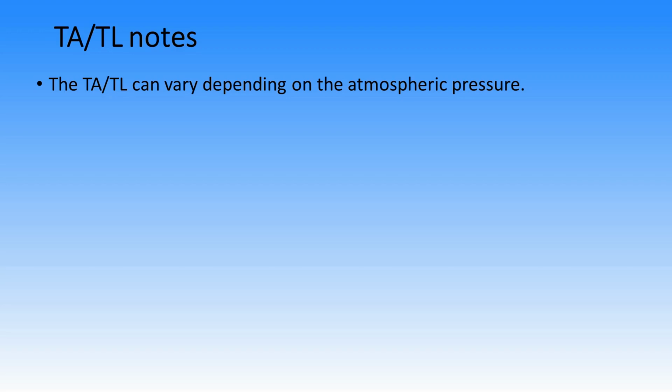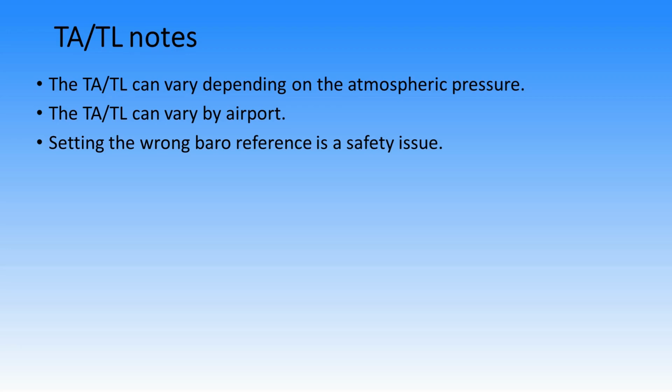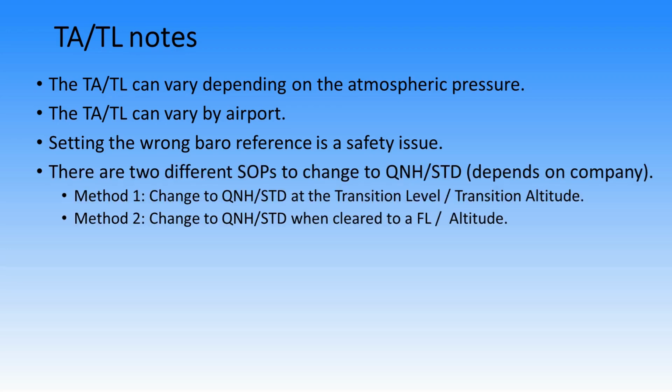Some notes. The transition altitude or transition level can vary depending on the atmospheric pressure. The TA or TL can vary by airport, and setting the wrong baroreference is a safety issue. There are two different SOPs to change to QNH or standard, and this depends on your company.